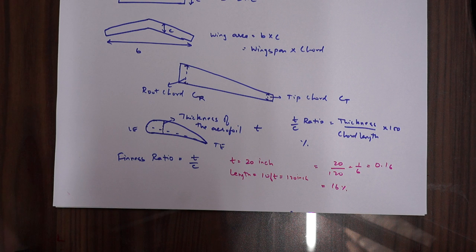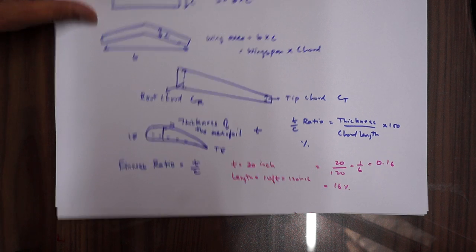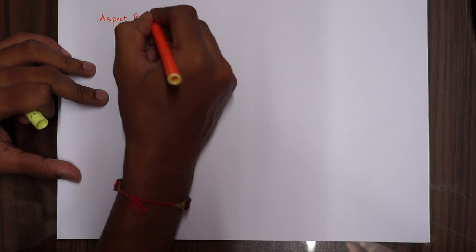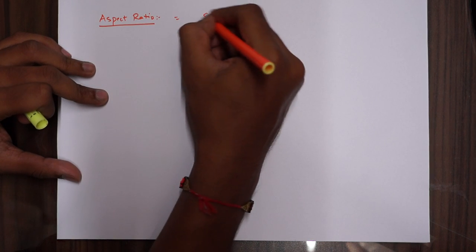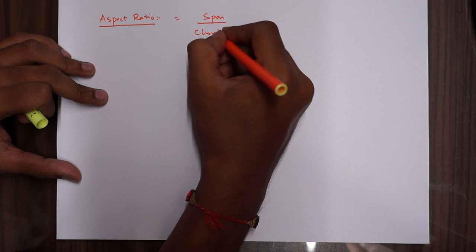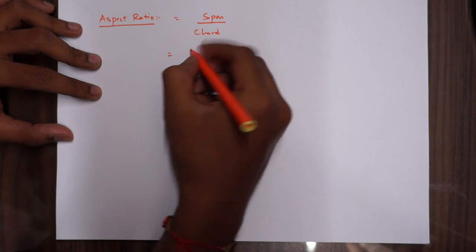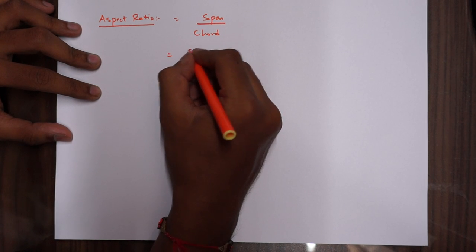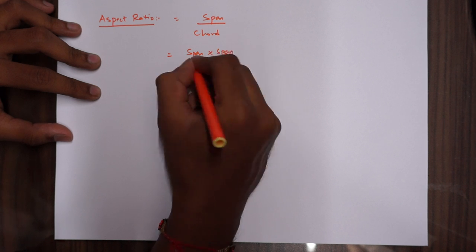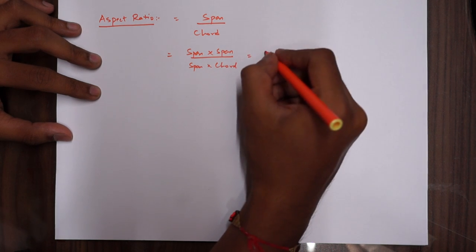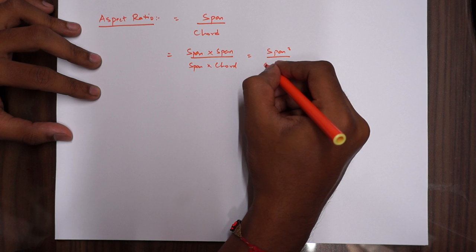So let's move on to the next topic, that is aspect ratio. Very important. Aspect ratio is given by span by chord, wingspan by chord. And we'll just try to convert it into a new formula. If you multiply up and down with the span, span into chord, this will give you span square by wing area.